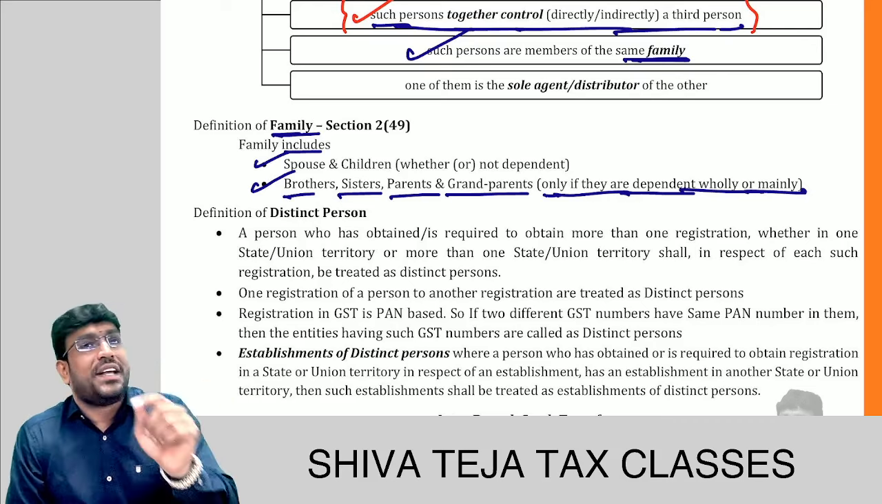Gifts by employer to employee up to 50,000 per annum is not taxable.